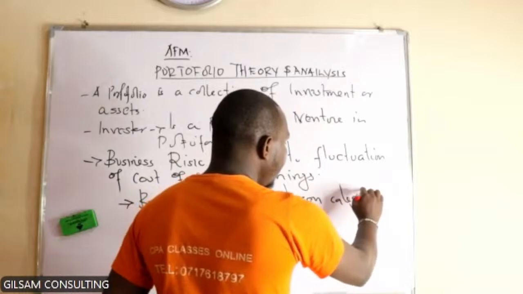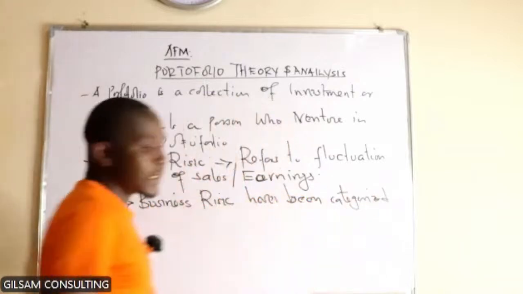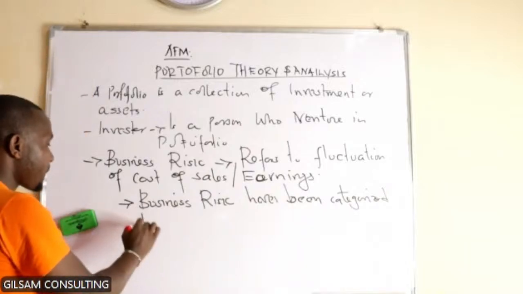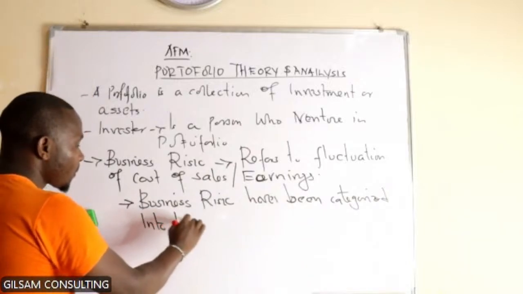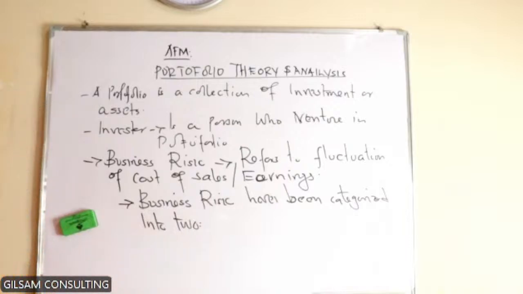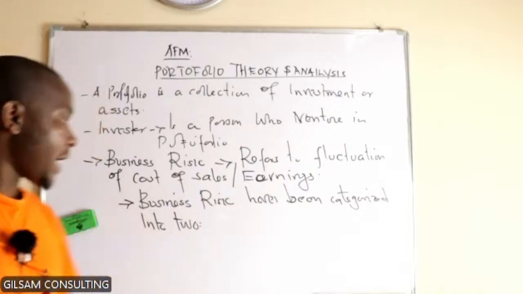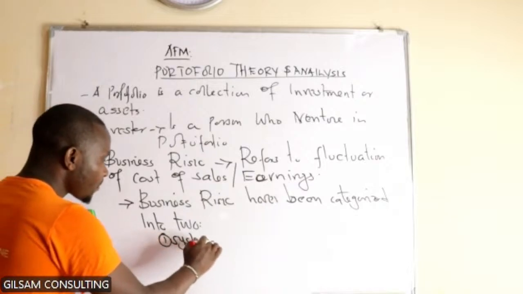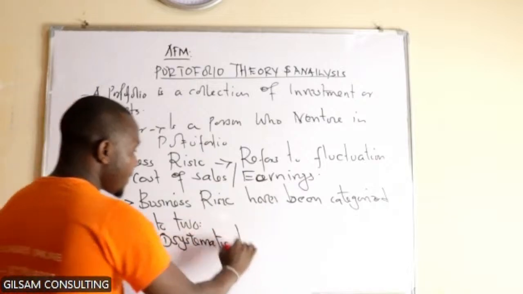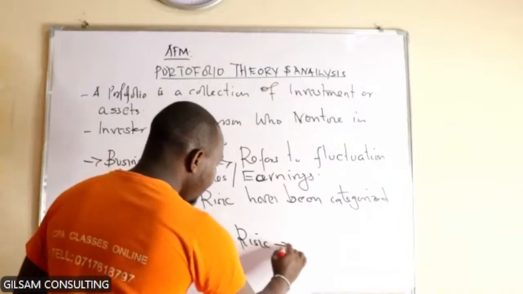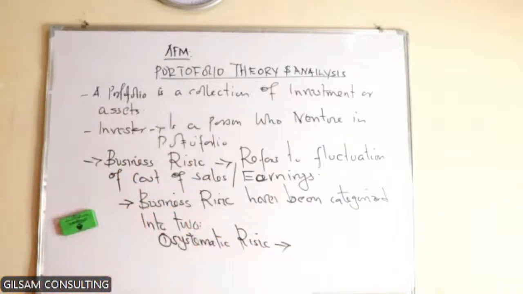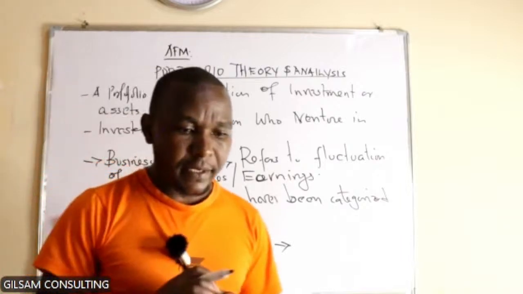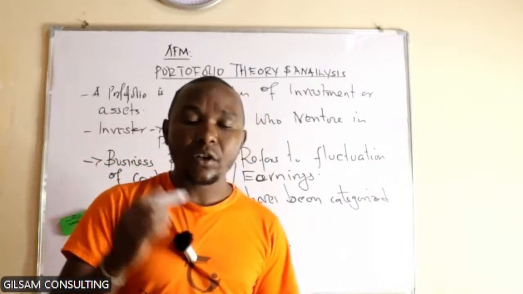Business risk has been categorized into two. Number one, we have what is called systematic risk. So let's define this and say it is the risk that cuts across all the business.